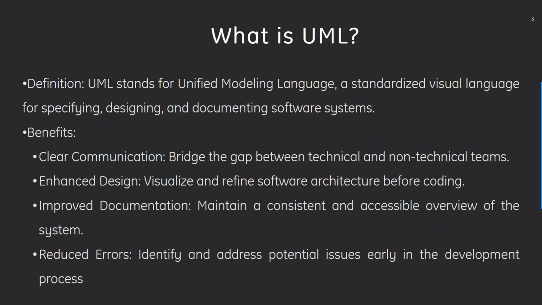What are the benefits if we use UML? We have clear communication, which bridges the gap between technical and non-technical terms, and we have enhanced designs, which is visualize and refine software architecture before coding. Improved documentation, that is maintain a consistent, accessible overview of a system. Then we have reduced error, which is identify and address potential issues early in the development process.